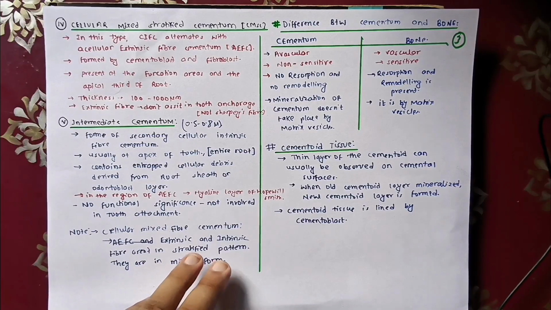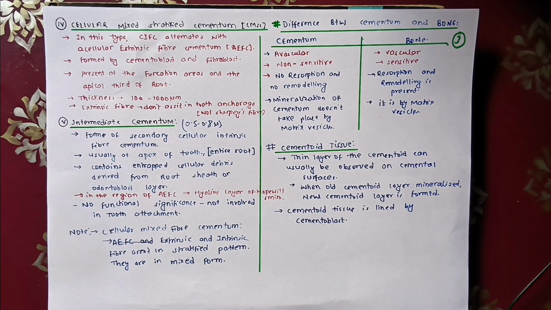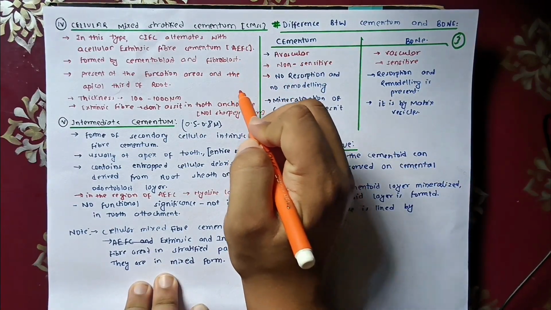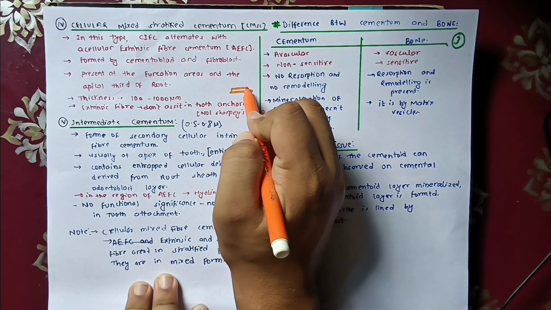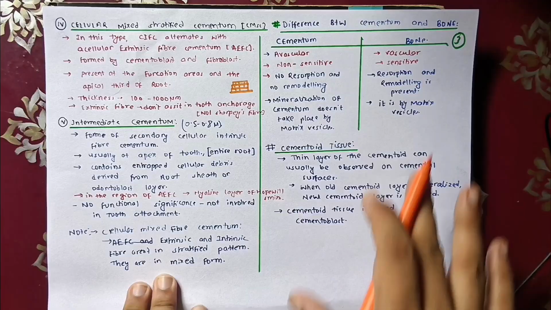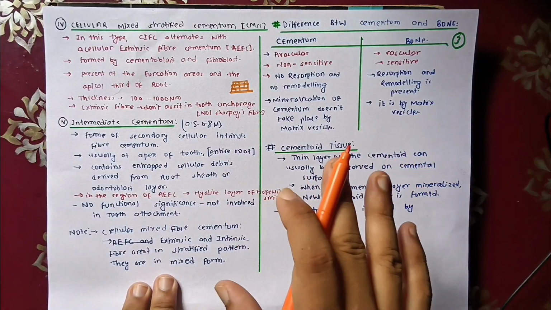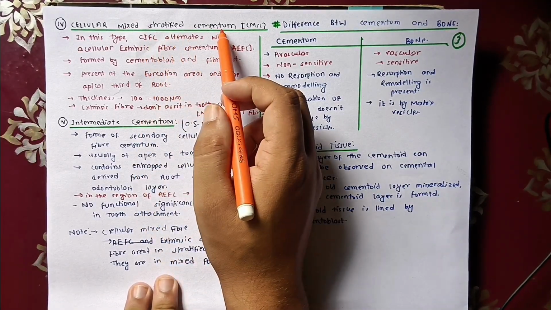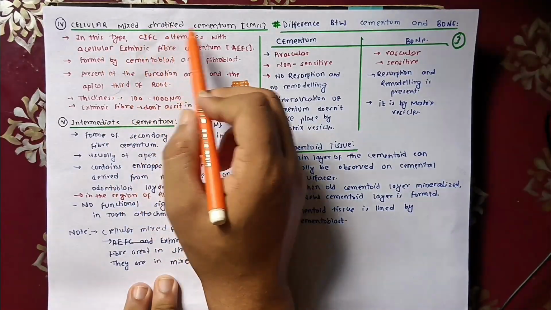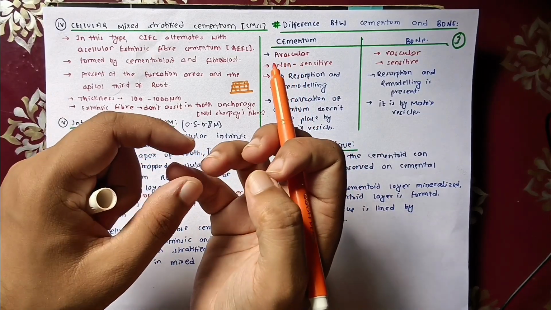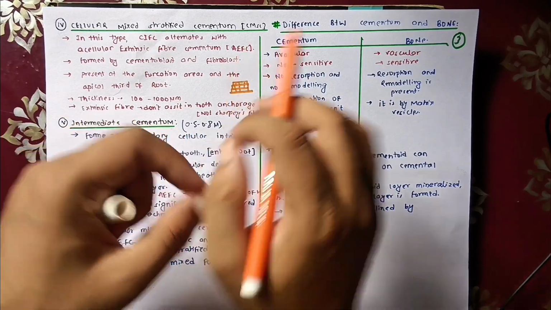After that, stratified. Stratified is a term of histology. It means this is one layer of the cell, and above that another layer of the cell. So there is a strata. Strata means layer, so there are different layers, and that is called stratified. Now the cellular mixed stratified cementum means the cementum which contains cells and both kinds of fiber, and they are in strata.